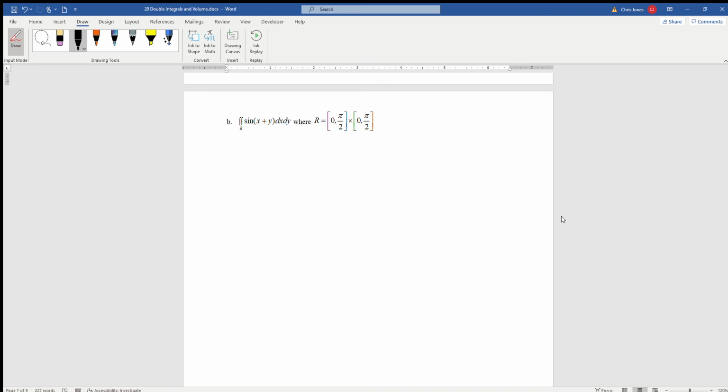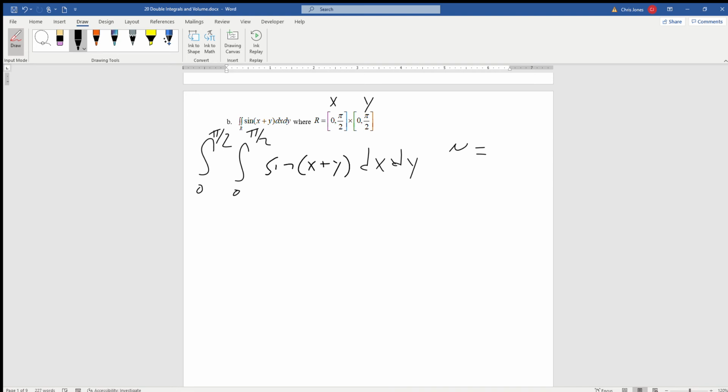So we have this double integral of sine of x plus y dx dy, where R is bound by 0 to pi halves in x and 0 to pi halves in y. So we're going to set this up: 0 to pi halves, 0 to pi halves. We have sine of x plus y, and in this case it really doesn't matter because the bounds are all the same. Right? Now, this is a sneaky one, but you can do a u sub.